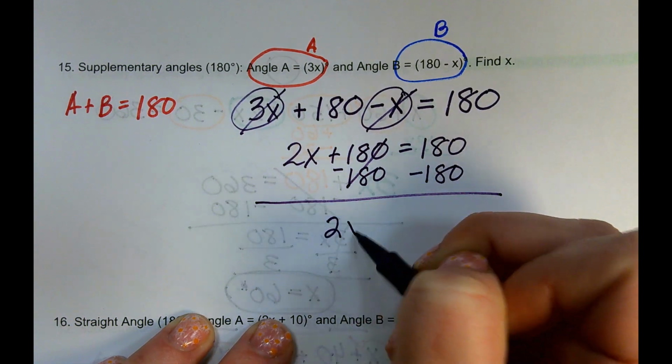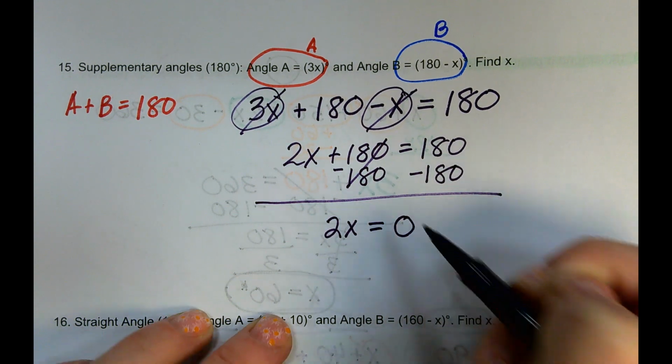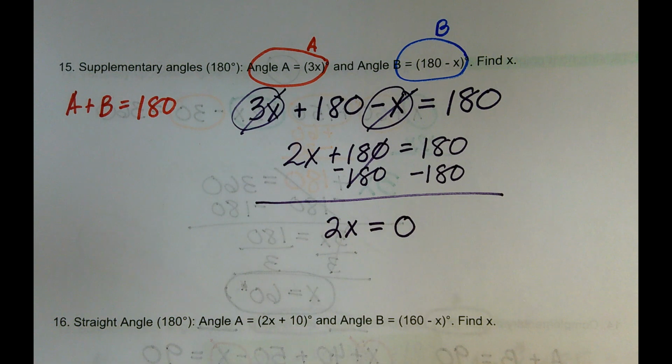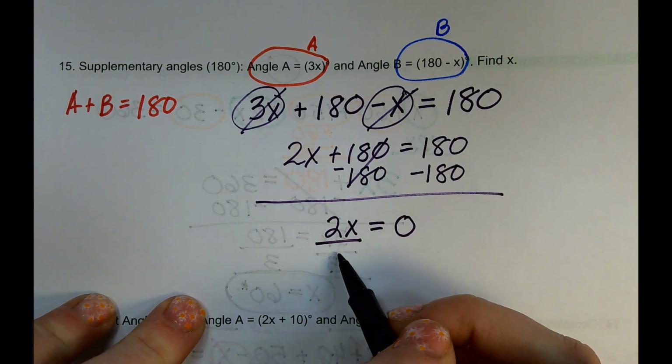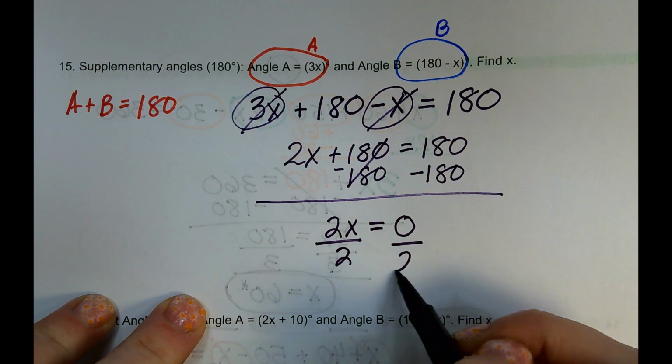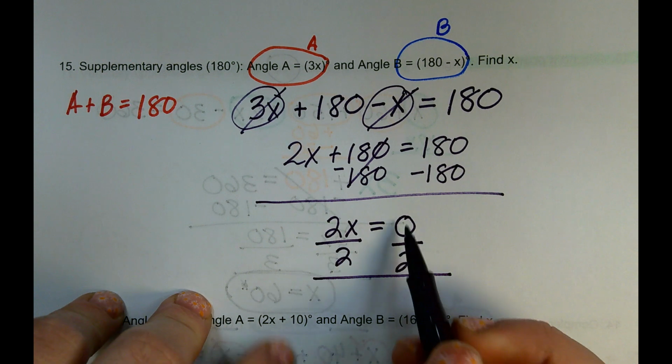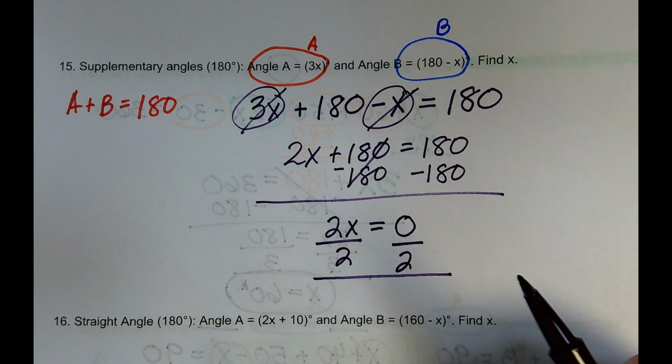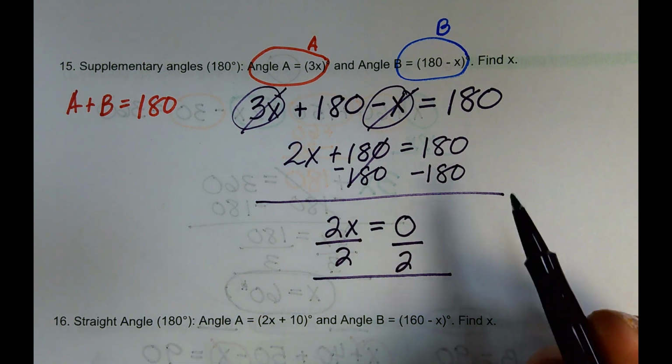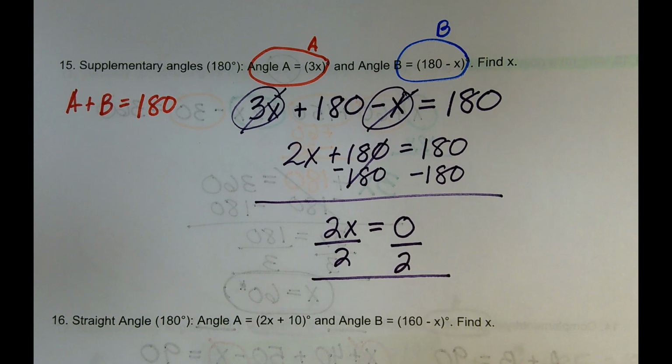So 2x equals 0. So x is, you get 0. 0 for my answer. That's right. That is correct. So 0 in division is funky because you can do 0 divided by a number, but you can't do a number divided by 0.